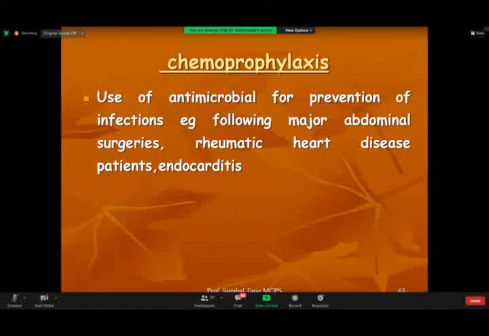फिर use of antimicrobials for the prevention of infections, इसको chemoprophylaxis कहते हैं, and chemoprophylaxis is used especially when you are going for a surgery. Major abdominal surgeries में you should use chemoprophylaxis. Rheumatic heart disease में patient है, you have to use chemoprophylaxis, and endocarditis के patients में again you use chemoprophylaxis. And besides this, जो normal chemoprophylaxis की जब हम बात करते हैं तो हम malaria और इन चीजों की बात भी कर रहे होते हैं, तो we use chemoprophylaxis in those cases also.